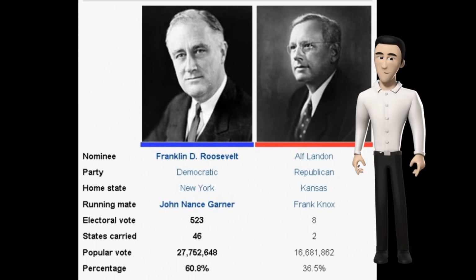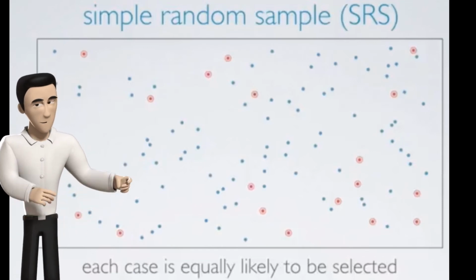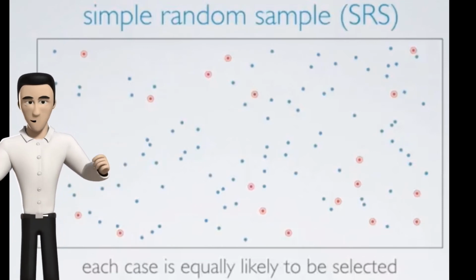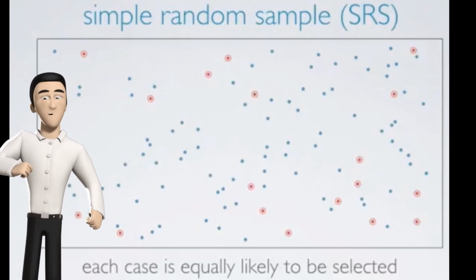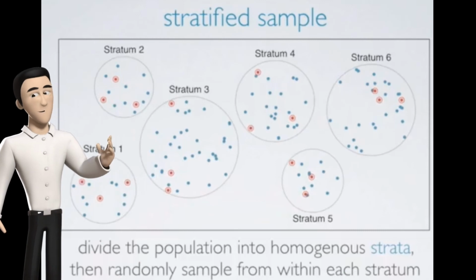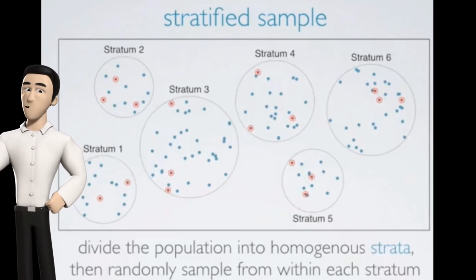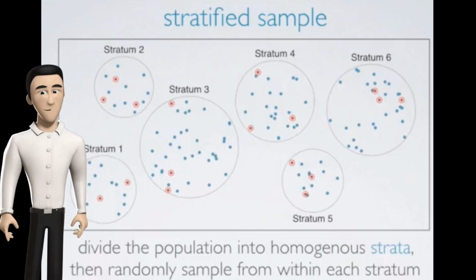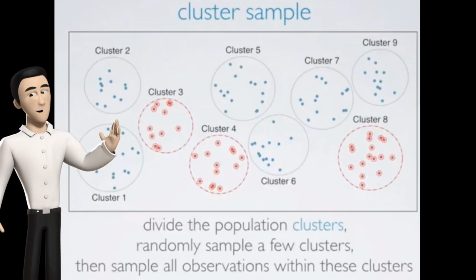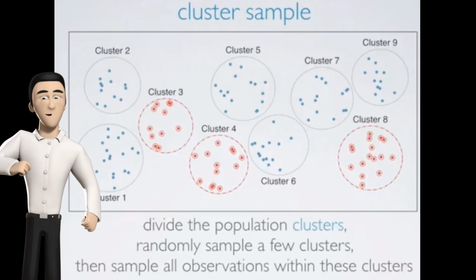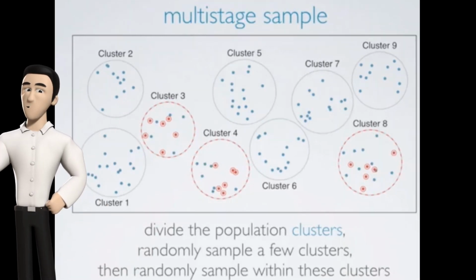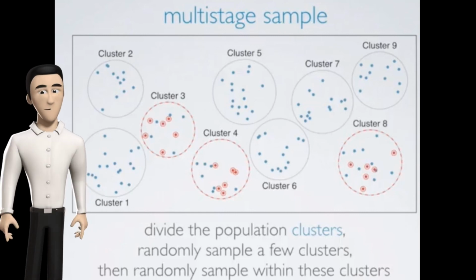So let's look at the different methods of randomization or sampling, that is simple random sampling. Simple random sampling means each case is equally likely to get selected in the study. The next is stratified sampling. In this, the population is divided into homogeneous strata and a random sample is taken from each stratum. Next is cluster sampling. Here the population is divided into various clusters and clusters are randomly taken. The last is multi-stage sampling, in which the population is divided into clusters and individuals are randomly selected from each cluster.